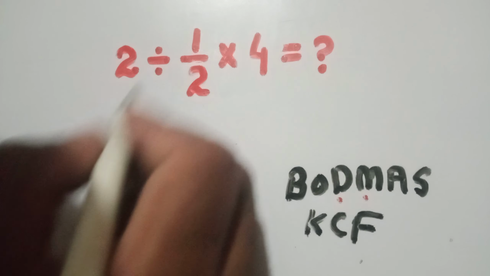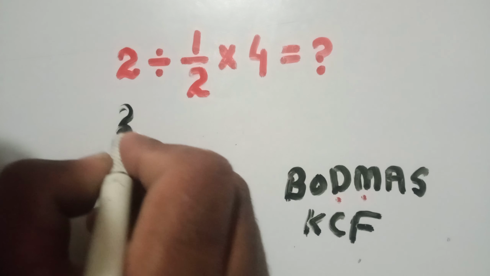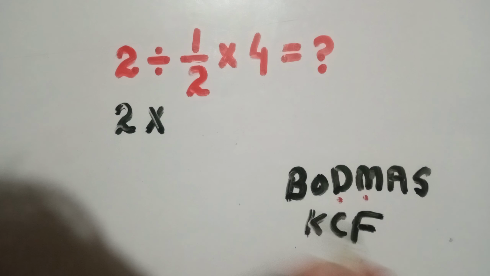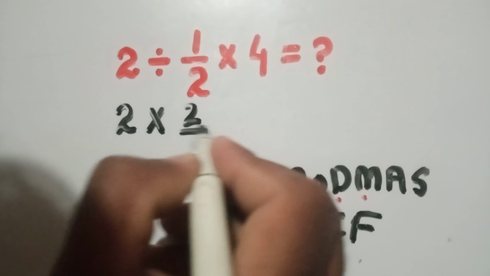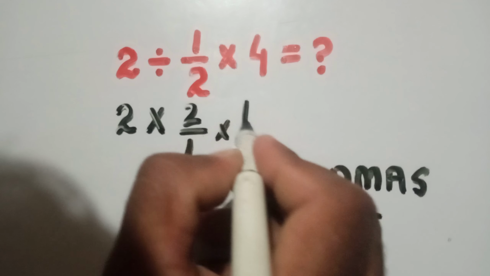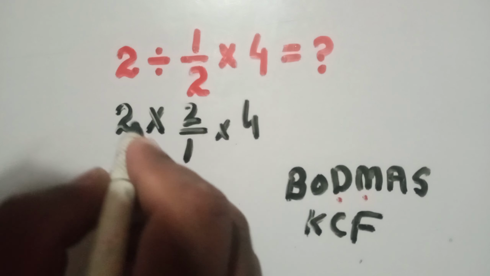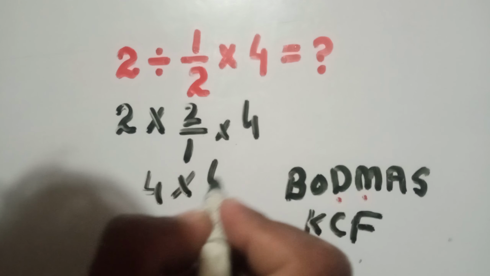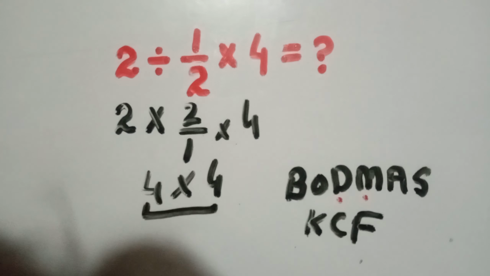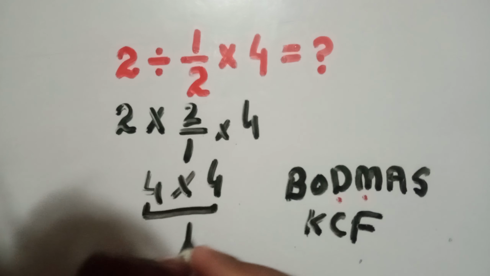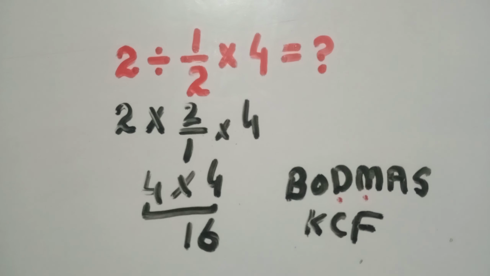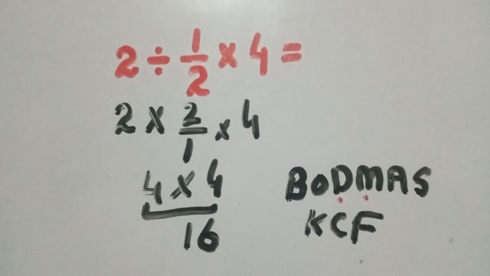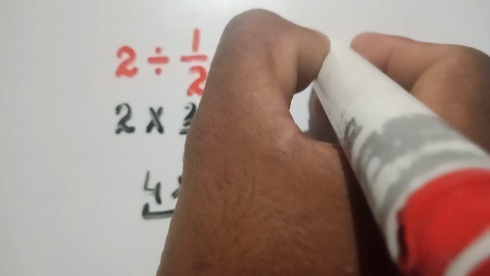So if we change this fraction, we keep 2, change division into multiplication, and flip the fraction, so according to the KCF rule, we write 2 over 1 multiplied by 4. So 2 multiplied by 2 gives us 4, and multiplied by 4, 4 multiplied by 4 gives us 16. So 16 is the correct answer. Here we will write the correct answer, which is 16.